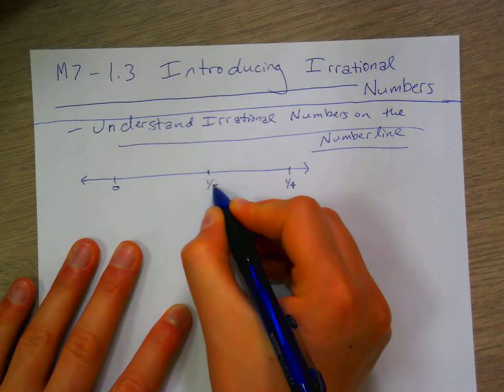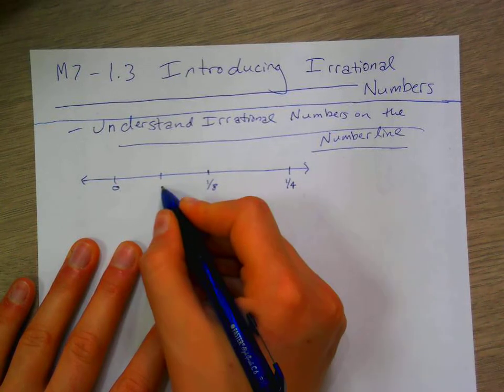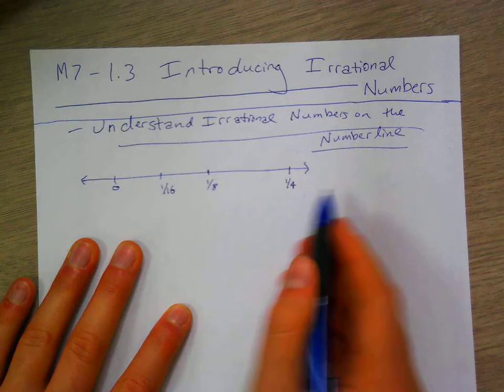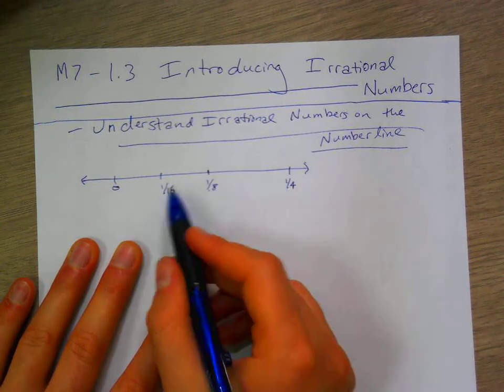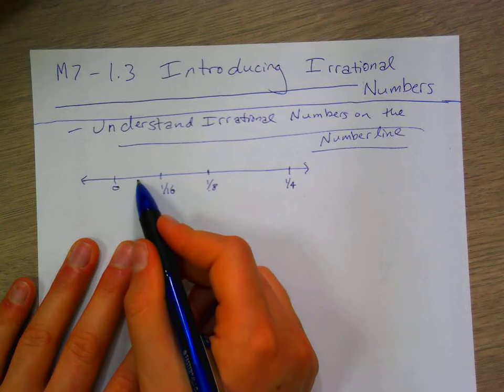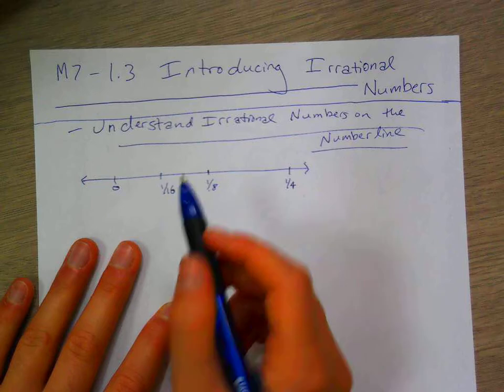Then 1/16 is going to be even closer, because we're multiplying times 2. Every time this number gets bigger, we get closer. If it was 1/32, it would be in the middle of here, and then 1/64 would be in the middle of here, and every time we get exponentially closer.